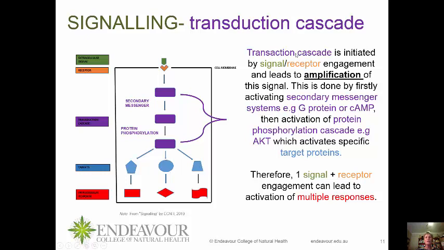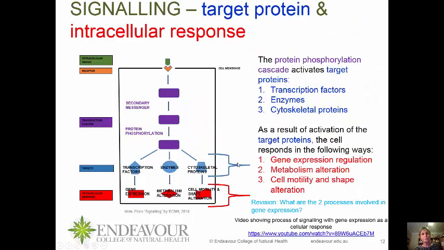When it talks about amplification, it's saying that one signal and one receptor can ultimately lead to multiple responses. You can see one situation up here results in three situations down here. That's what they're talking about when they talk about amplification. So we've gone from the extracellular signal attaching to the receptor, which brings into play the transduction cascade, and what that does then is activate target proteins.